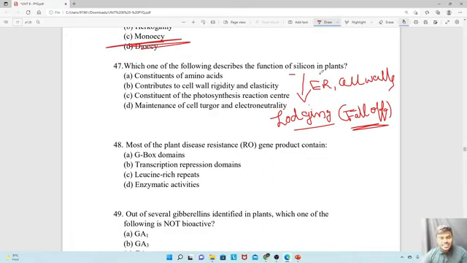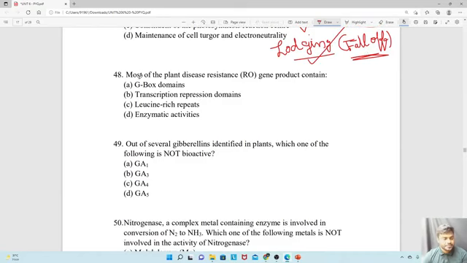So when there is silicon, obviously it contributes to the cell wall becoming rigid and elastic because it is deposited in the cell wall. So as a result, if the cell wall is stronger, the plant will never be weaker. If the cell wall is not rigidified, the cell wall becomes weaker, and obviously the entire plant becomes weaker. There is a chance that the plant undergoes the process of lodging. Question number 48.